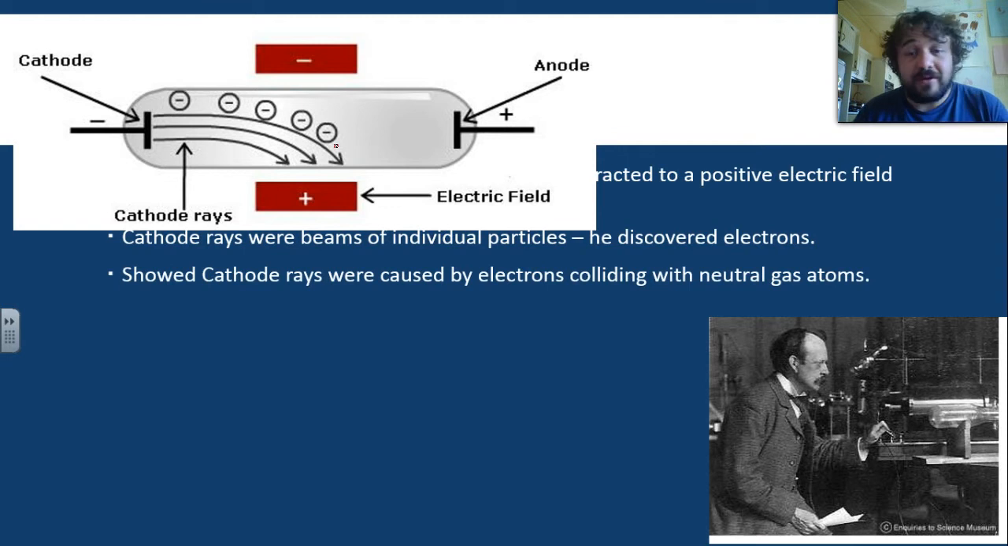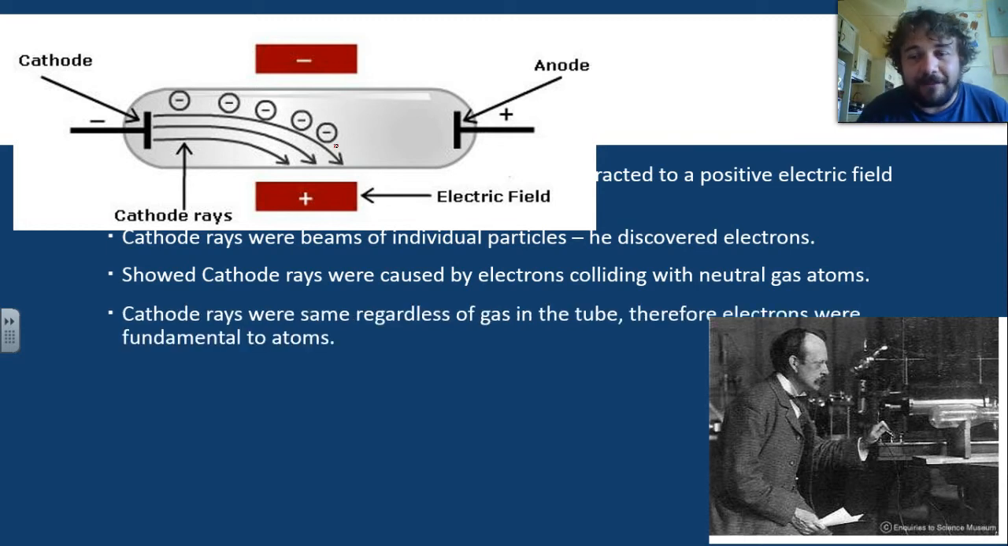So he showed that cathode rays were caused by electrons colliding with neutral gas atoms, which is pretty cool. So what you're actually seeing is, you don't see the electrons flying across, but you see the gas getting excited as some of them don't make it all the way through. That's exciting.